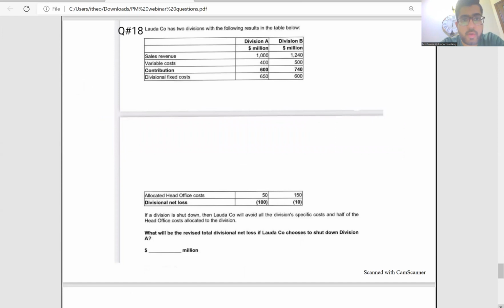MCQ number 18. LODA has two divisions with the following results. Look at division A. The revenue is 1,000, variable cost is 400, contribution 600, divisional fixed cost 650, and allocated head office cost 50. Net loss is 100. And for division B, revenue, variable cost, contribution, fixed cost, net loss.